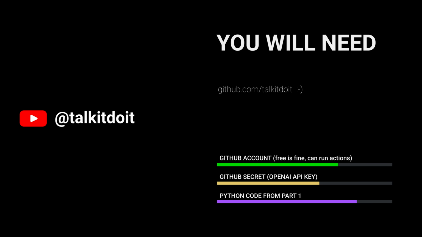What do you need to have for this part 2 video? You will need a GitHub account. Free is fine to use. You will need to create a GitHub secret, where we will put our OpenAI key. Let me show you how to create a GitHub secret.